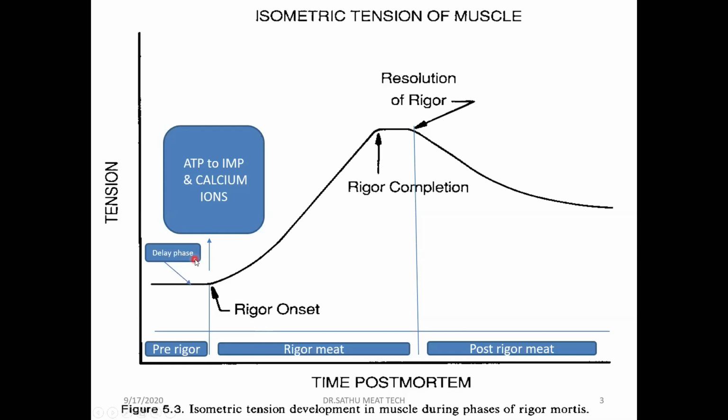Up to the delay phase, it is pre-rigor. Then it enters the rigor meat, where it will lose the extensibility and become tough. Then in the post-rigor, there is a resolution of the rigor mortis and the meat will become soft. So remember here, the onset of rigor takes place at a pH of around 6 or 6.1. This is the second point that you have to keep in mind when we go through this lecture.